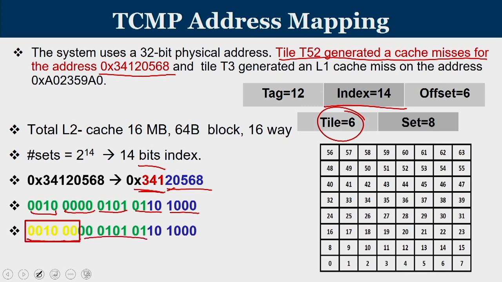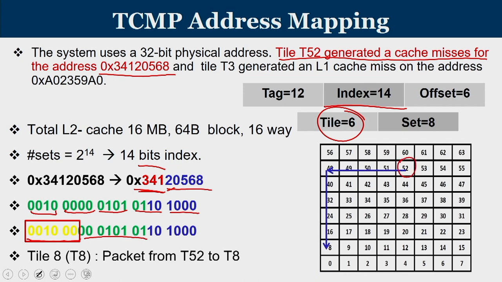So what is seen in the yellow color within this rectangular box tells you it is tile 8. That means this miss is generated from tile 52. So we have an address from 52 which, upon looking in L1 cache, encountered a miss. That means you have to go and fetch it from L2 cache. But L2 cache is not a private cache for tile number 52. It is a shared distributed cache. So the request is going from 52 all the way to 8.